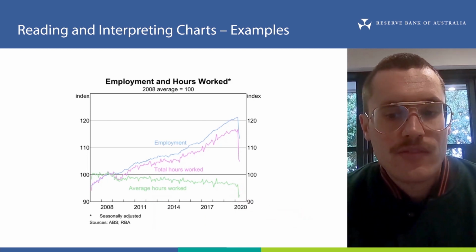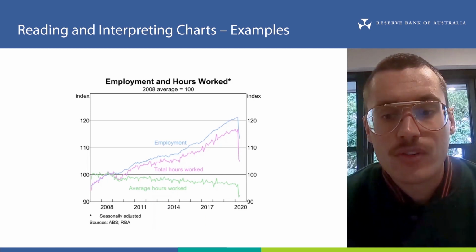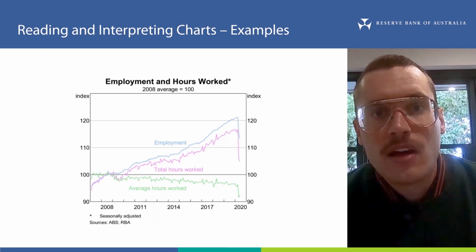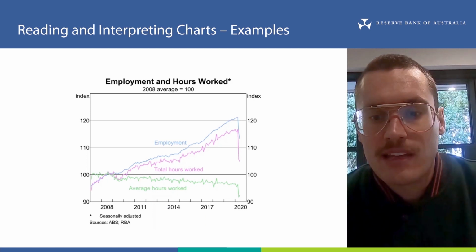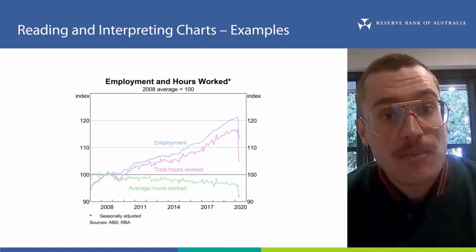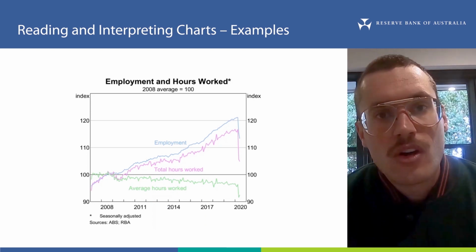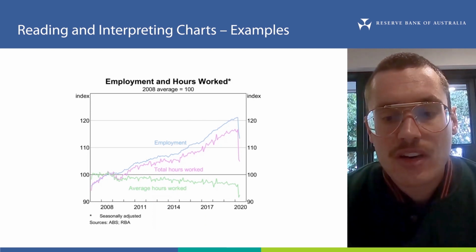Now, one disadvantage of indexing is that we have no sense of the actual levels of these series. For example, we don't know whether 1,000, 1,000,000 or 10 million people are employed just from looking at this chart. Therefore, we only want to use indexing when we're trying to compare series that have different levels, or if we're interested in looking at the cumulative change in a series over time.